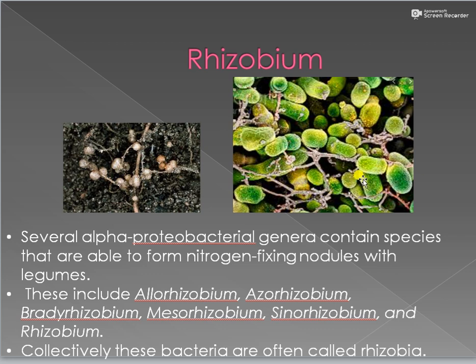This is the scanning electron microscopic image of the bacteria. When you consider rhizobia, they mainly include different types of bacteria. They could include members of the alpha proteobacterial genera, like Allorhizobium, Azorhizobium, Bradyrhizobium, Mesorhizobium, Caenorhizobium, and simply Rhizobium also, which together we call rhizobia. They all do the process of nitrogen fixation, and that's how they add fertility to the soil.